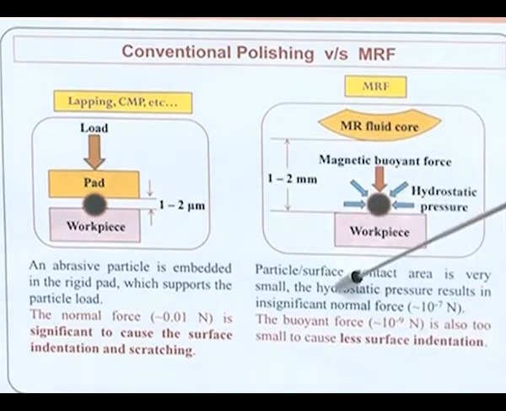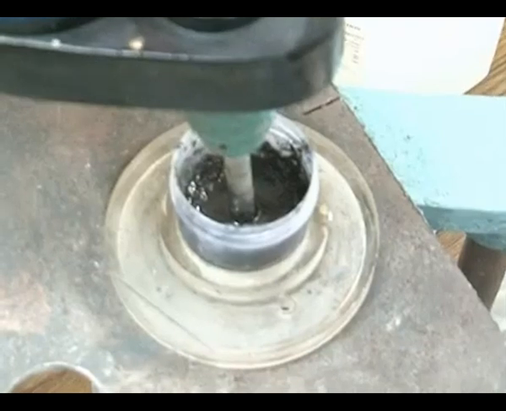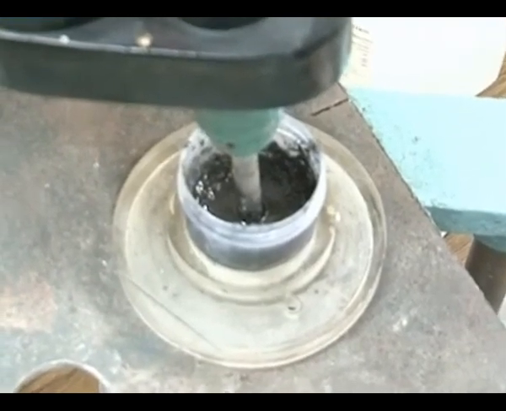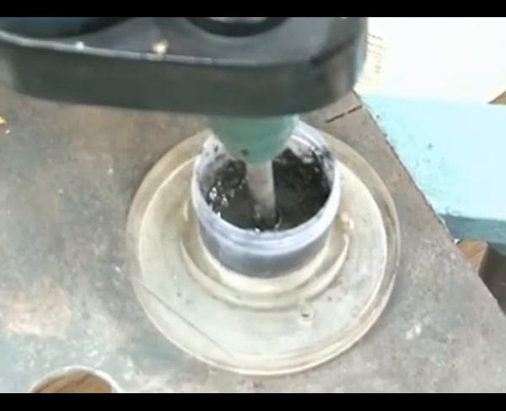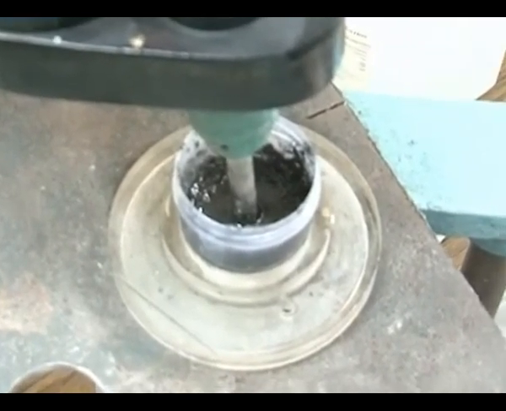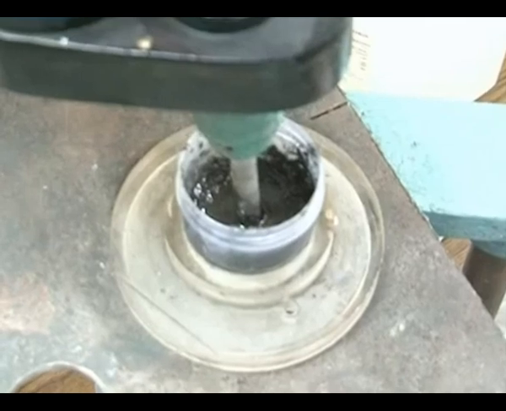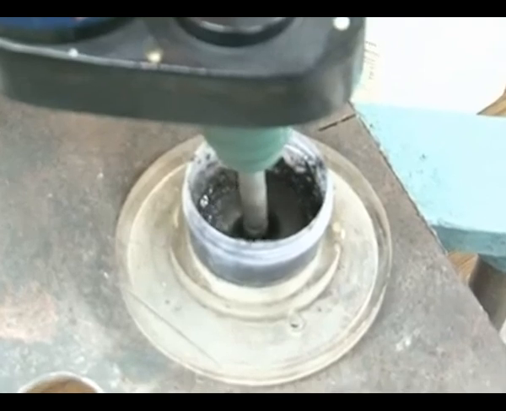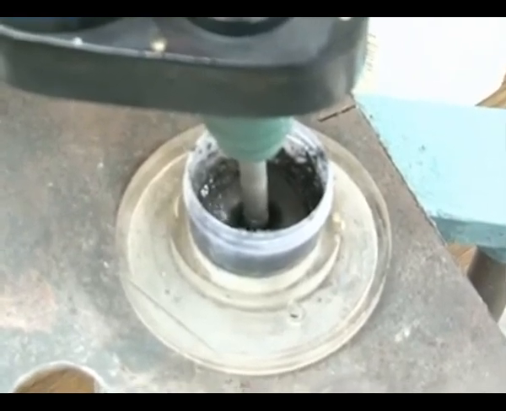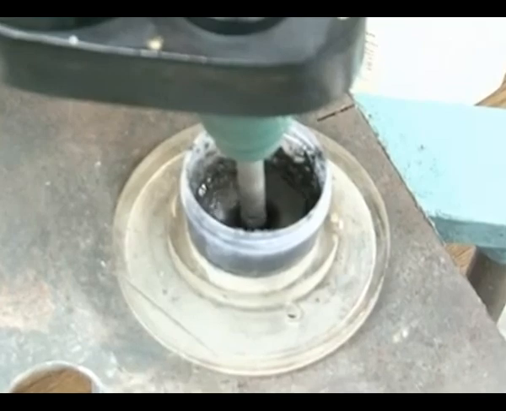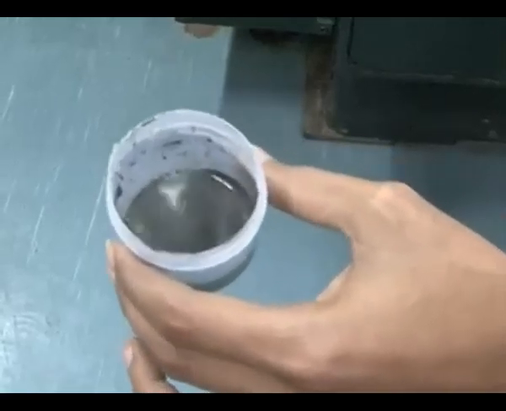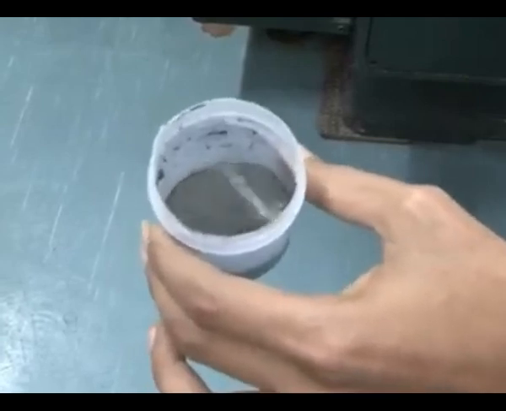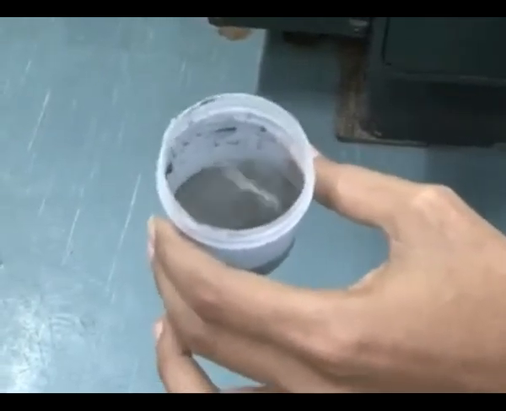So from this comparative view, you can see that the MRF process is far better than the conventional polishing process in the case of nano finishing of different components. All the constituents such as magnetic particle, abrasive particle, water and glycerol are mixed together in a proper concentration. After adding all these constituents, it is stirred for at least 1 hour to get it mixed homogeneously. Now you can see all the constituents of MR fluid are homogeneously mixed. Now this fluid is ready to use in the MRF process.